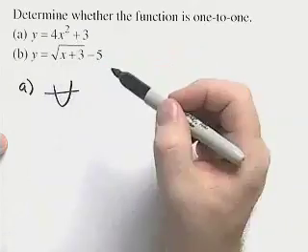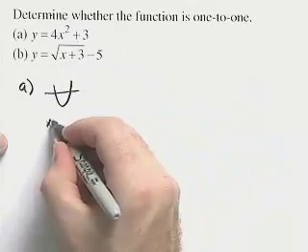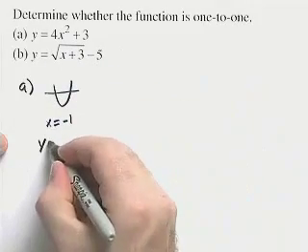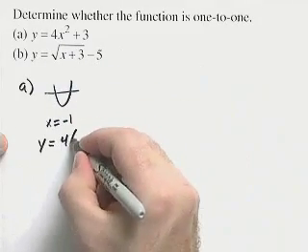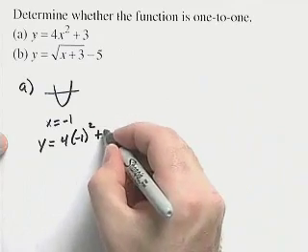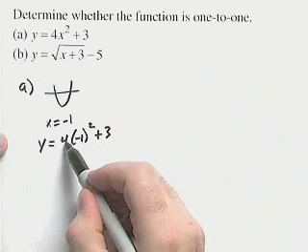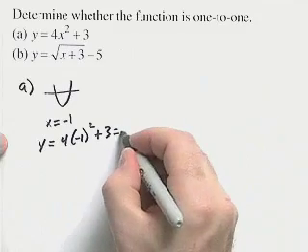We could also see by using some values, we might try x is equal to -1, and evaluate the function and see what we get. If we put in -1, we get 4 times -1 squared plus 3. -1 squared is 1 times 4, so we get 4 plus 3, which is 7.